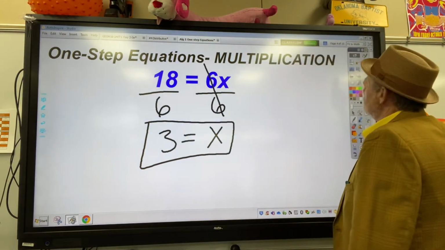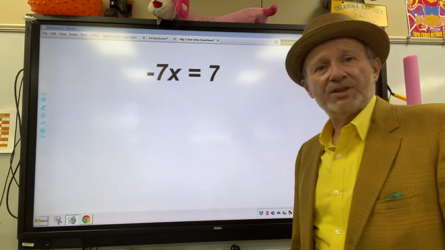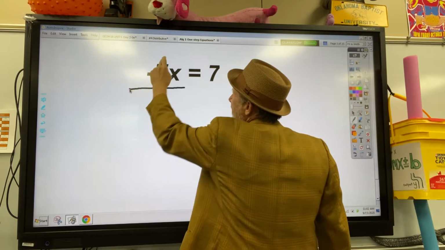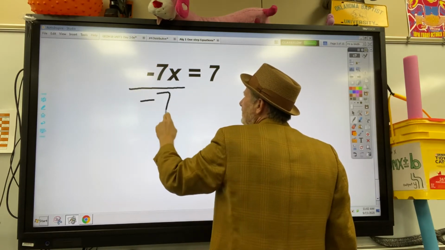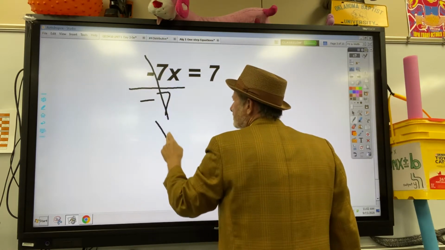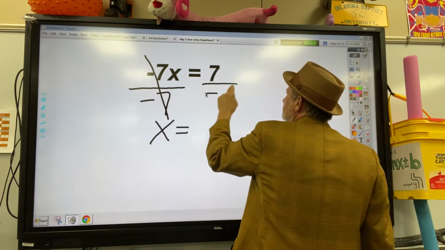All right. Moving along. Now, I've got negative 7x equals 7. Well, I've got a negative on the 7, so when I divide it out, I've got to bring that negative down with me. So negative 7 divided by negative 7, a negative into a negative is a positive, so that's positive x. What you do on one side, you've got to do on the other.